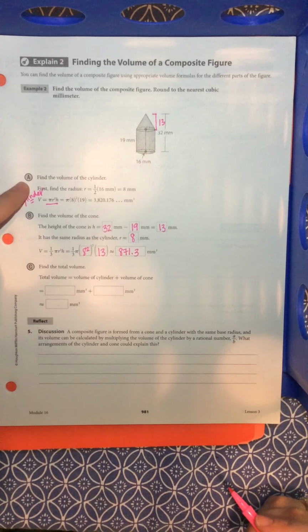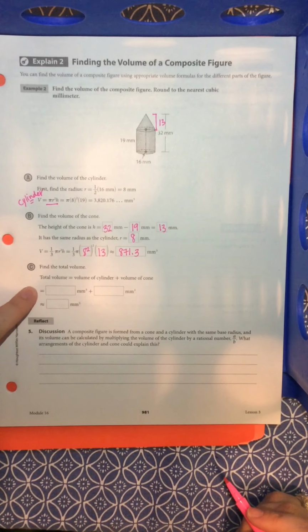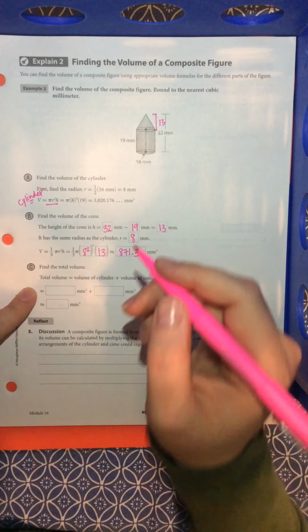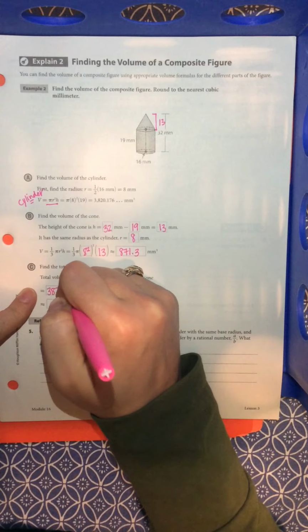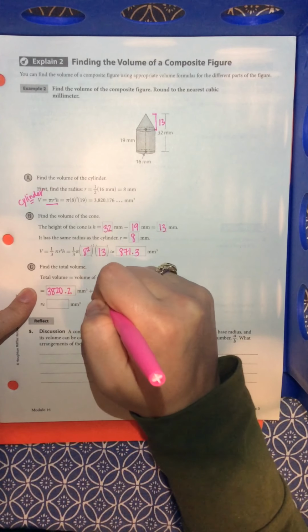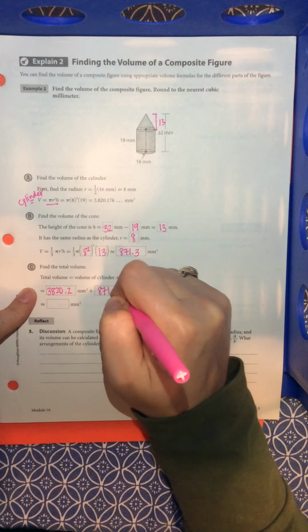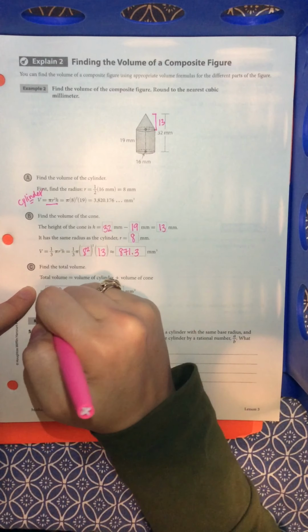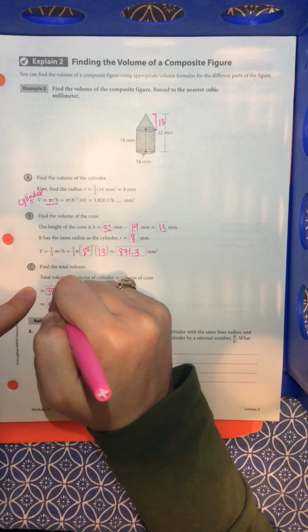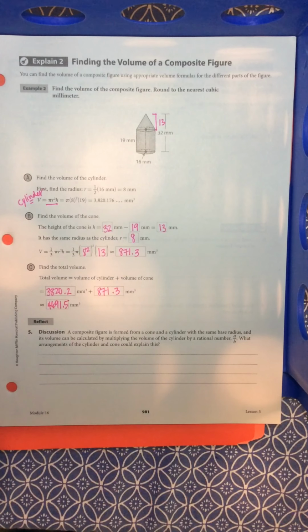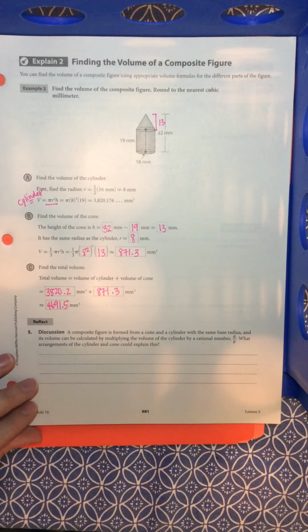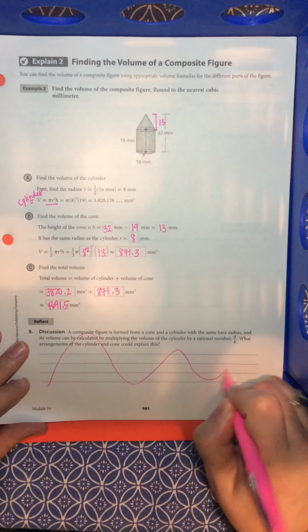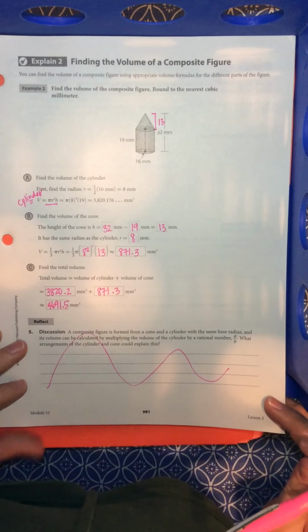Okay, so now we have our cylinder, we have our cone. Now we're going to add them together to get our entire thing. So we take our 3820.2, that was our cylinder. We add in our cone, 871.3, and when we add those together, we get about 4691.5. So remember, when you're doing the composite figures and they're stacked on top of each other like that, you're going to add them. Okay, so mark off that bottom part, and then we can go to the next page.